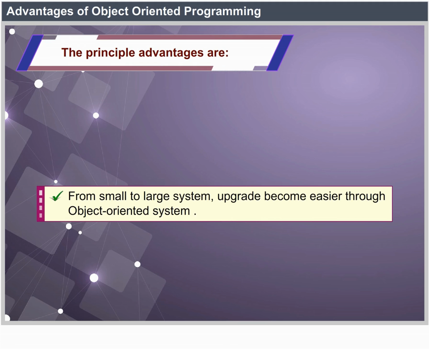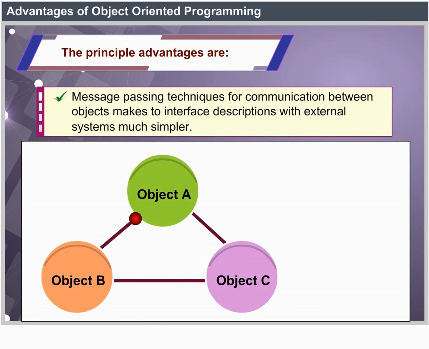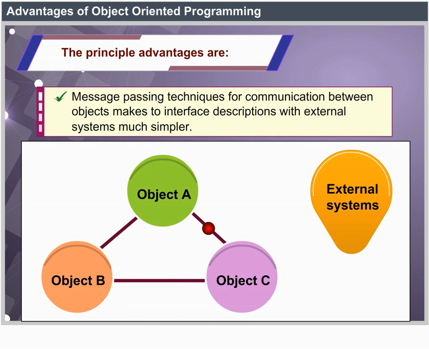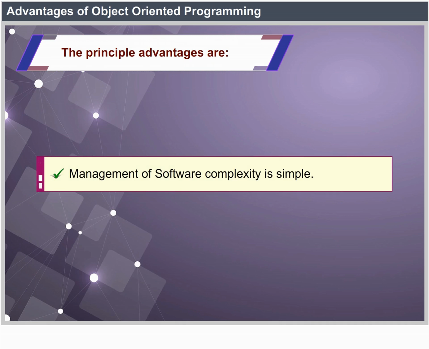Object-oriented systems can be easily upgraded from small to large systems. Message passing techniques for communication between objects make the interface descriptions with external systems much simpler. Software complexity can be easily managed.